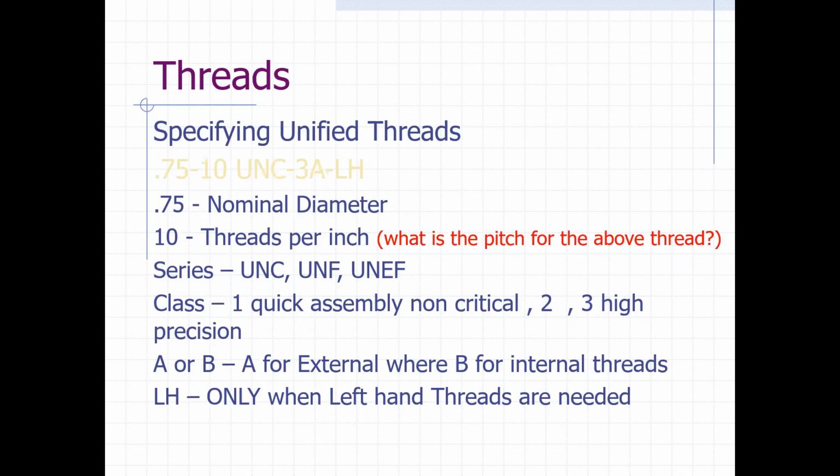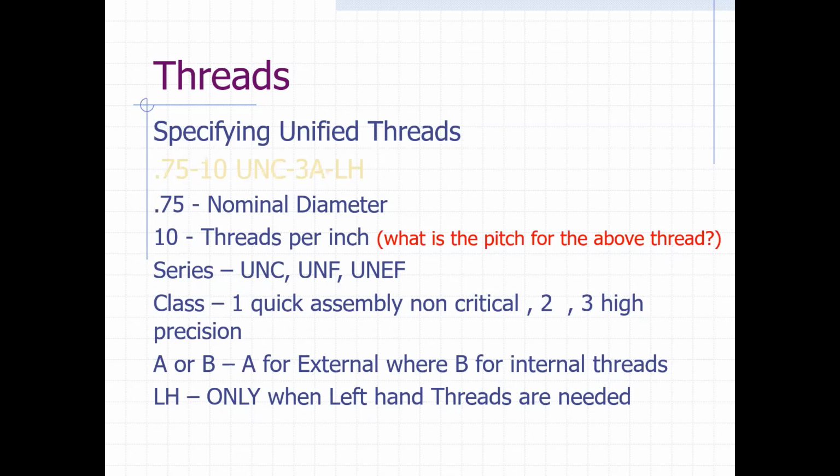We've got 0.75-10 UNC 3A-LH. So what I'm really needing you to understand is, what do those digits mean? And I need you to understand that's what you should see when you specify threads on your drawings. Okay, these are inch threads. So the 0.75 is the nominal diameter, right? If I take the dial calipers and measure it, it might be .743, .740, .752, but it's called a 0.75, 3/4, right? That's the nominal basic size.